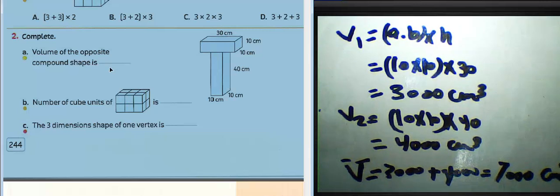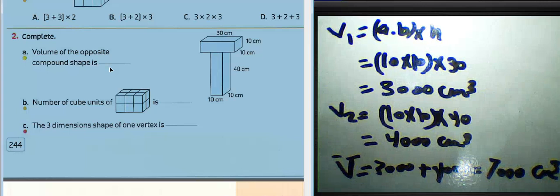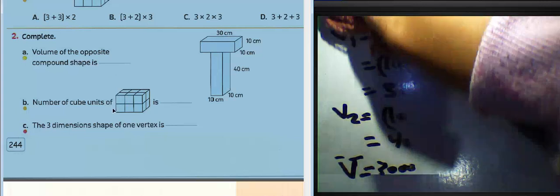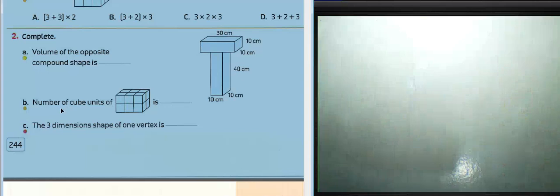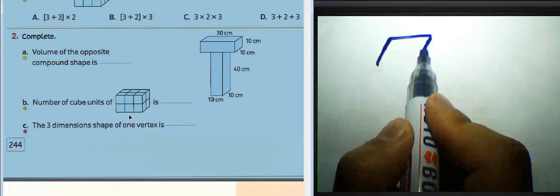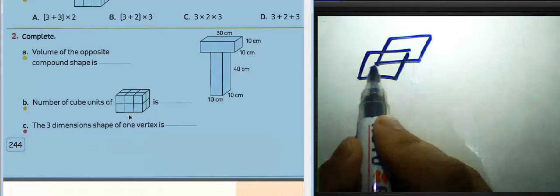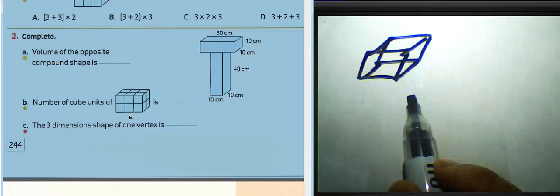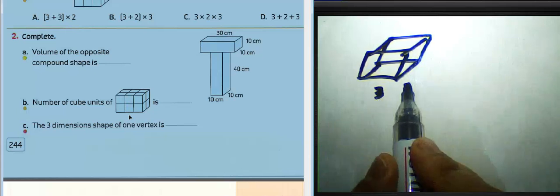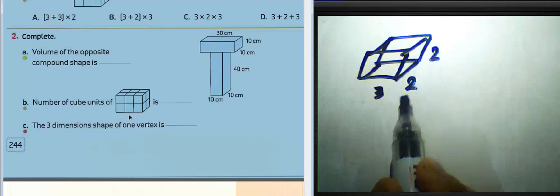Okay, understood? Okay, question letter B. Number of cube units of cuboid here. He asked the number of cube units here. Now we have 2 horizontal layers and each one contains what? 1, 2, 3 lines, and width was 2 and the height was 2. So we can find the number of cube units by multiplication of length and width and height. The length was 3 and width was 2 units and the height was 2.